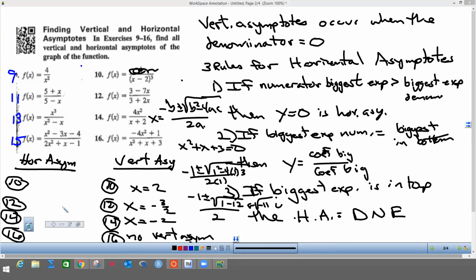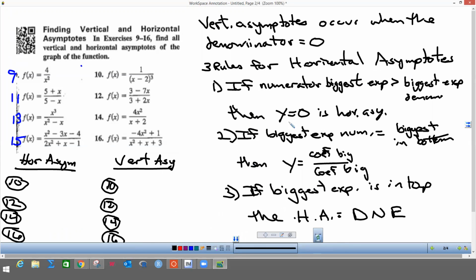And then on the horizontal asymptotes, that's these things down here. So 3 rules for horizontal asymptote. I'm going to erase what I got on there. The 3 rules for horizontal asymptote are: if the biggest exponent is greater than the biggest denominator's exponent.